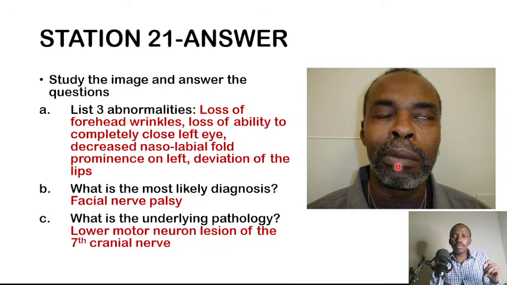Remember that here the rule of thumb is this: upper motor neuron lesion spares upper. So upper spares upper, lower spares lower. It means if someone has an upper motor neuron lesion, they're going to be having problems in the upper face. If they have a lower motor neuron lesion, they're going to be having problems in their lower face.